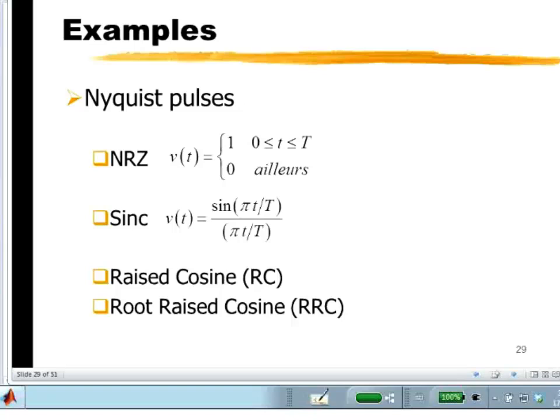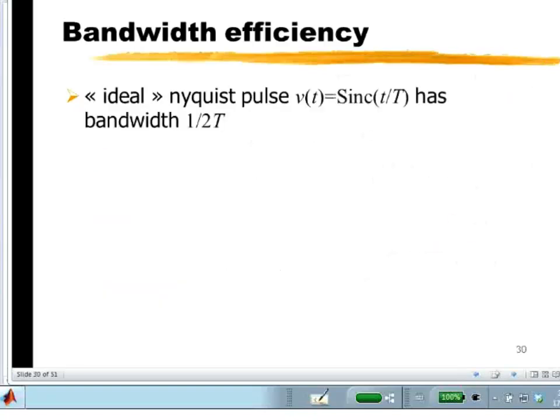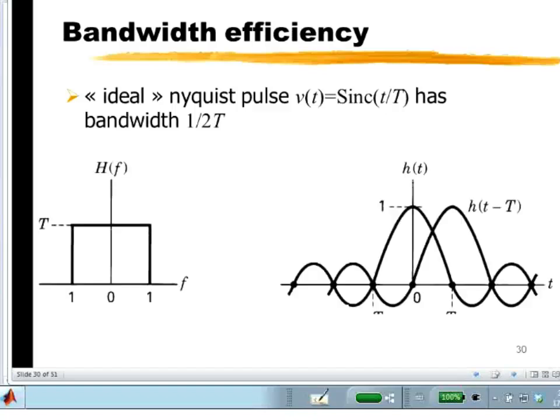I think you've probably heard of a root raised cosine pulse, and that's not actually a Nyquist pulse. It's an abuse of the vocabulary a little, but it's related to the raised cosine pulse, which is a valid Nyquist pulse. So let me just use the term about the ideal Nyquist pulse, which we hear sometimes. And the ideal Nyquist pulse has the form of a sinc function in the time domain. And in the frequency domain, it has a rectangular frequency response.